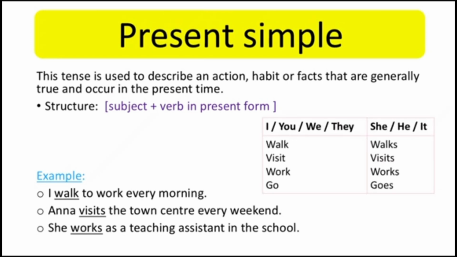It's important to know that when using the subject I, you, we, they, the verb doesn't end with an S, whereas when using the subject she, he, it, the verb generally changes with an S added to the end.